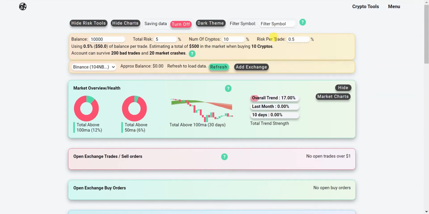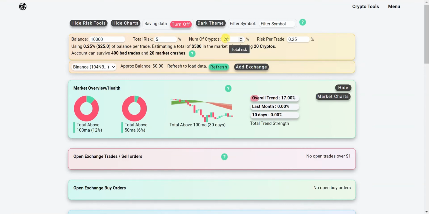And here this is worked out for you, although you can change it yourself. This is the risk per trade. Each crypto will be risking 0.5% of our account, and you can see if I change this value, it changes. If I was to set this to 20, this would now be 0.25, because we've got the total risk, which is 5% of our account, and we're splitting that over 20 different cryptos essentially.